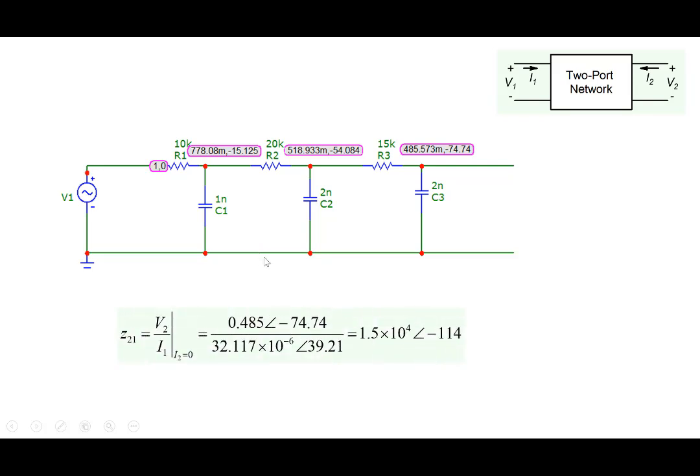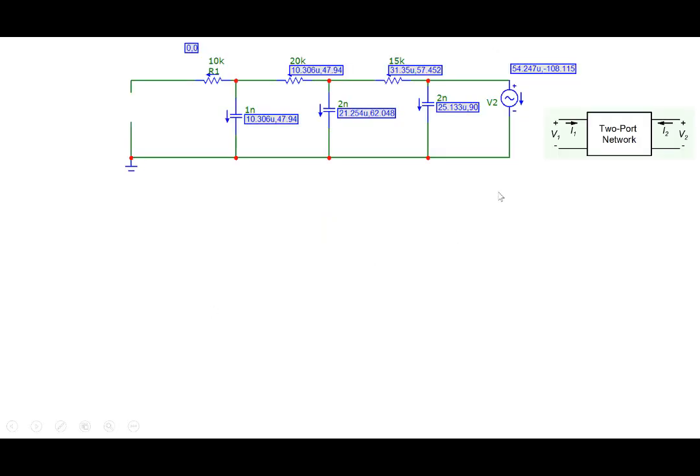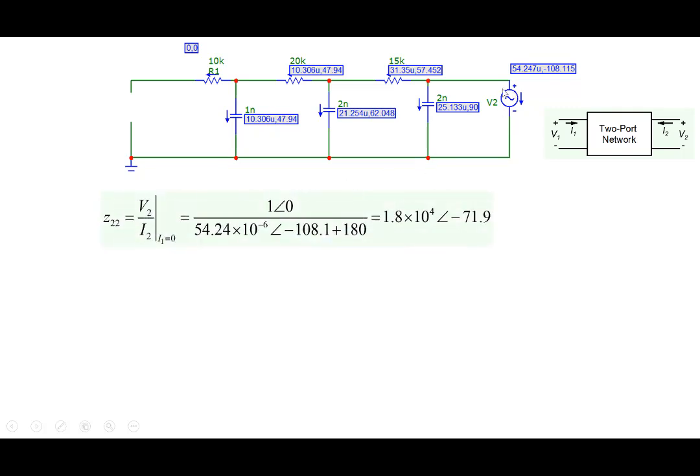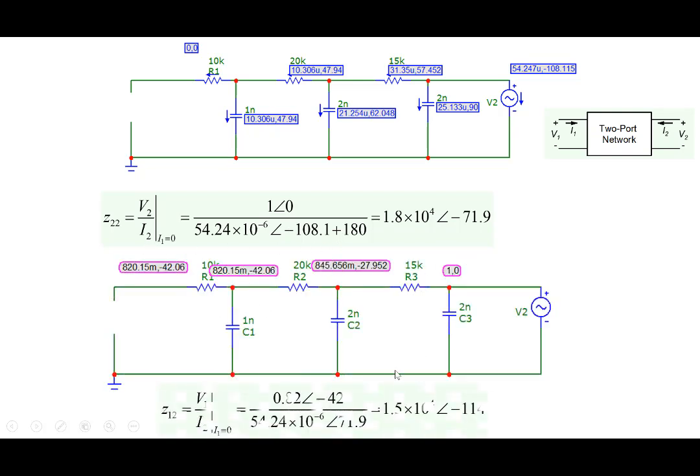Similarly, we can determine what Z21 is. Z21 is V2 by I1 with I2 equal to 0. So with this thing open circuit here, we measure the voltage here. The voltage is given as 485.57 millivolts with an angle here. The current we had already seen, the current which is flowing in here, and therefore in a similar manner we can determine Z21. For determining the remaining two parameters, we open circuit the input terminal here, and we apply, let's say, a current source or a voltage source at this particular point, and we do the same thing. In this case, we have all the values that are there here, so we determine Z22 and we determine Z12 here.